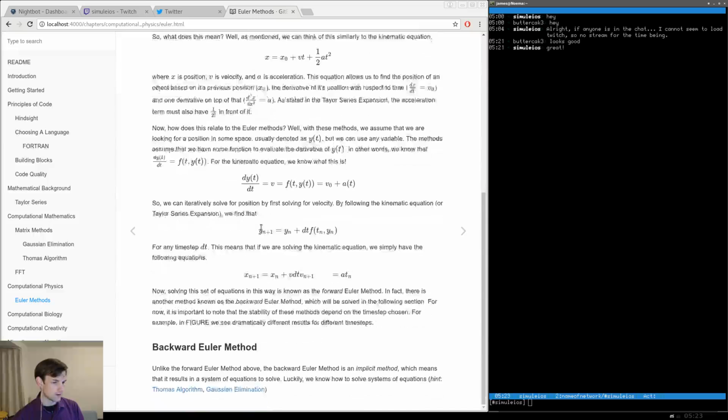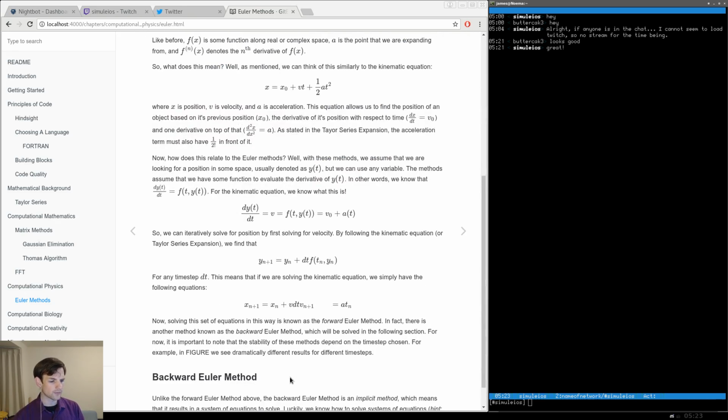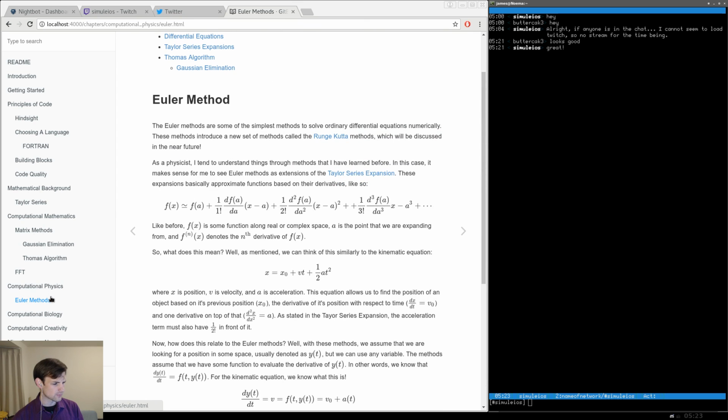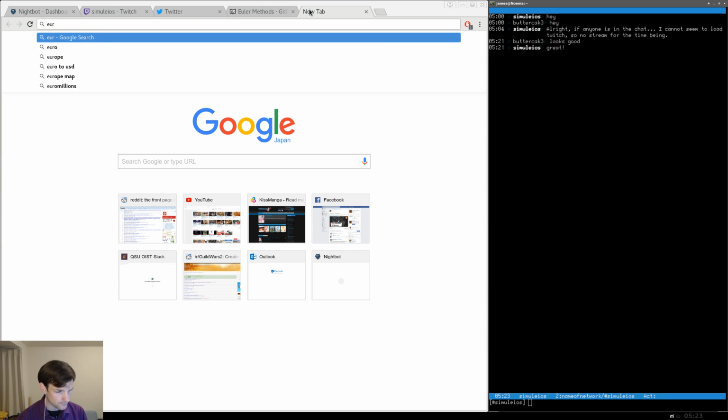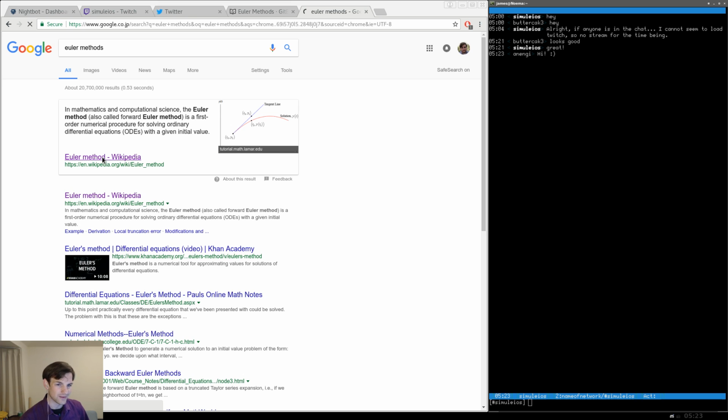Let me see, what do we have here? Euler methods. Unlike the forward Euler method above, the backward Euler method is an implicit method, which means that it results in a system of equations to solve. Luckily, we know how to solve systems of equations. Oh, okay. Well, it turns out I've already written a chapter on Euler methods. I didn't remember doing this, but apparently I did. Let me look these up. Euler methods. Man, I am so out of it.